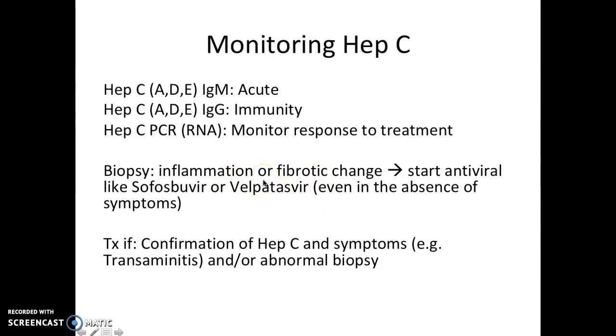So again, you treat these patients if you confirm hepatitis C and they have symptoms, or if they have an abnormal biopsy, whether or not they have symptoms.